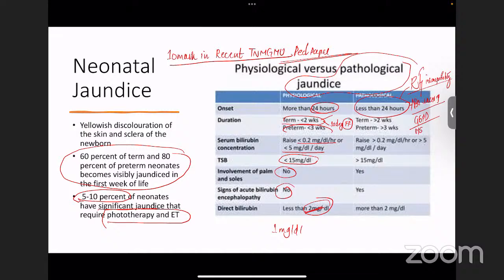If in a term baby jaundice persists more than 2 weeks, or in a preterm more than 3 weeks, if the rate of rise is more than 0.2 mg per deciliter per hour or more than 5 mg per deciliter per day, if at any instance the TSB is more than 15, palmar and sole involvement is present, acute bilirubin encephalopathy is present, or direct bilirubin is more than 1, then it's a pathological jaundice.